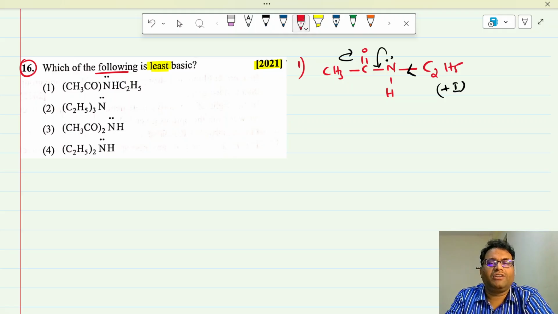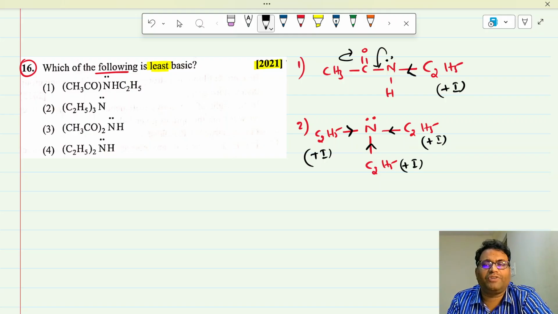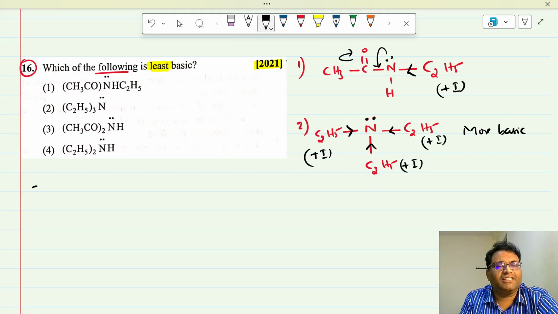So that is the first option. Second option, N with C2H5, C2H5 and C2H5, with plus I, plus I, plus I effects. So from three sides, they are pushing the electron density towards nitrogen. So the electron density on nitrogen increases, so it will be more basic. Okay, more basic. Let us see the third one.